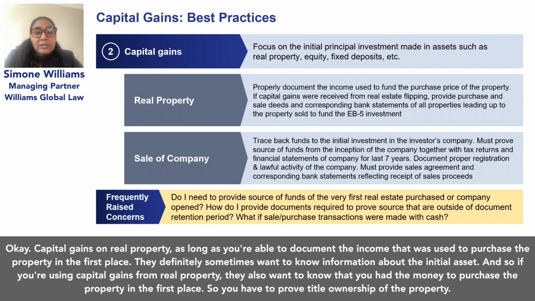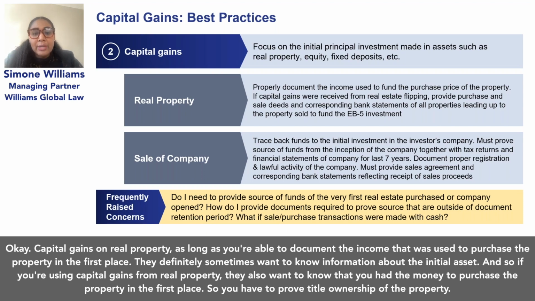So if you're using capital gains on real property, as long as you're able to document the income that was used to purchase the property in the first place, they definitely like to go behind the actual asset. Sometimes they want to know information about the initial asset, that you had the money to purchase the property in the first place.